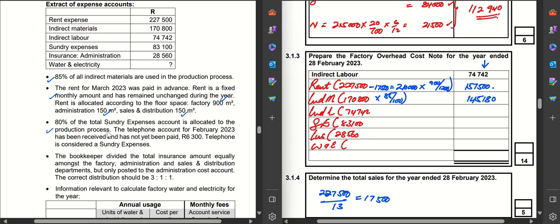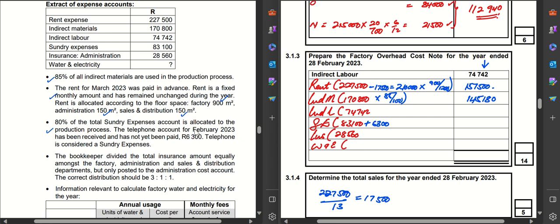It says 80% of the total sundry expense account is allocated to the production process. The telephone account for February 2023 has been received and has not yet been paid, 6,300. So that is in my sundry expenses. So I'm going to come here in my sundry expenses, then I'm going to say, since I have an expense which is telephone which has not been paid, I'm adding it, plus 6,300. Okay, do I have anything else?